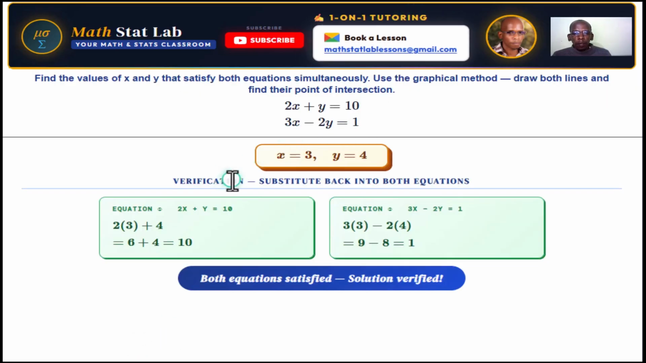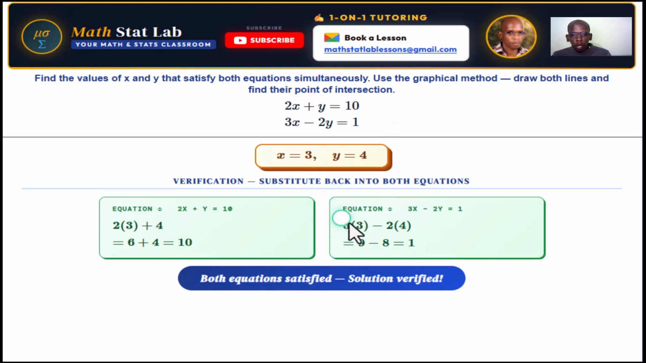Now that we know x is 3 and y is 4, those are our solutions. Let us try to fit these values in these two equations and see if we actually get 10 as the answer for the first equation and 1 as the answer for the second equation. Let us start with the first equation, which says 2x plus y is equal to 10. We already know x is 3. So it will be 2 into 3 plus y, but y is 4. So 2 multiplied by 3 is 6, then plus 4. So 6 plus 4 is 10, and the first equation is verified.